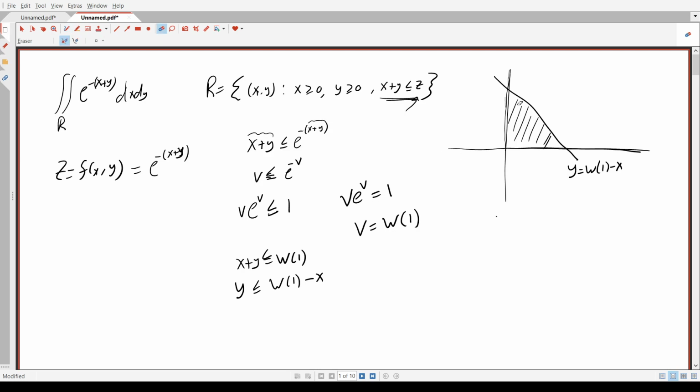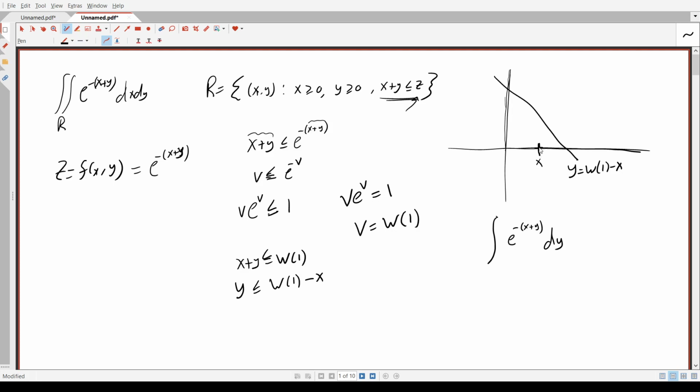I can integrate first with respect to y and then with respect to x, or I can do it the other way around. I'm going to do it first with respect to y. So that's e to the negative (x plus y) dy. So what do I do? I fix a value of x, right? This is just some value of x.